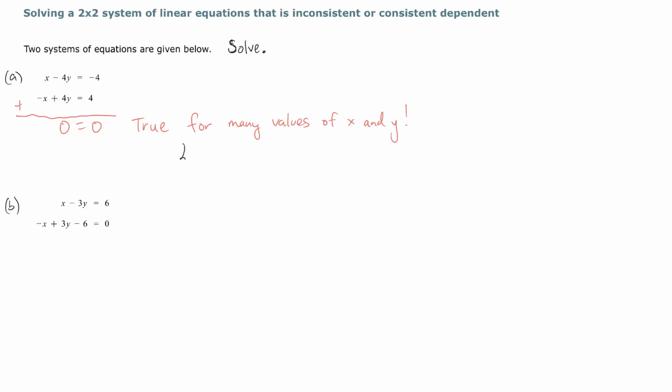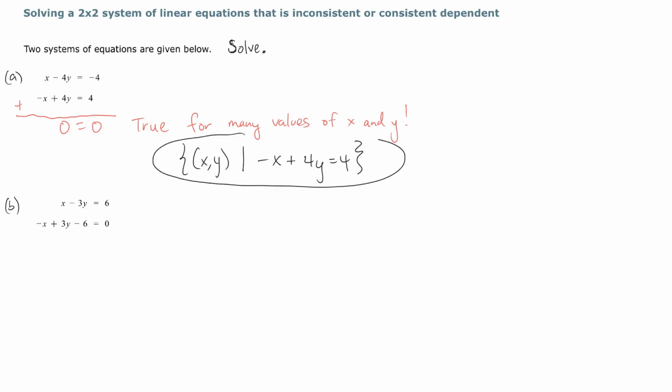So how do we write our solution set? Our solution set then would be the set of all ordered pairs such that, you could pick either equation. I'm going to pick the second one: negative x plus 4y is equal to 4. And you're done. That is our solution set. So how many solutions are there? There's infinitely many.